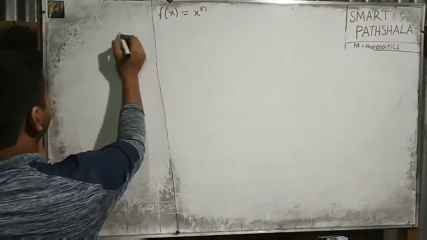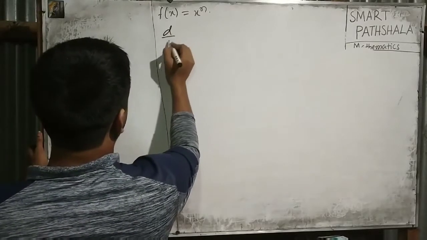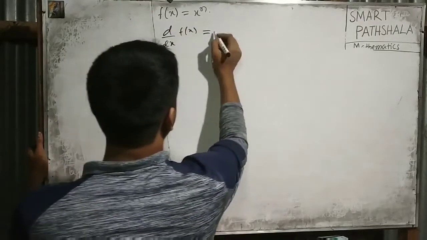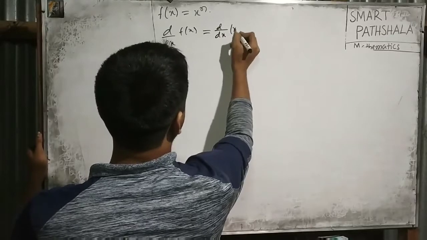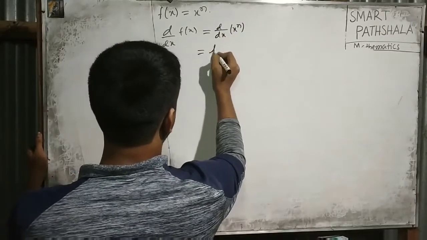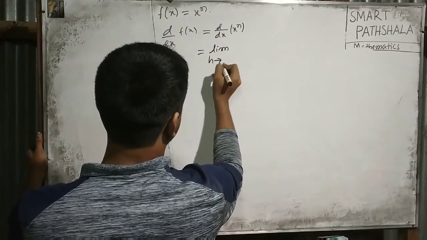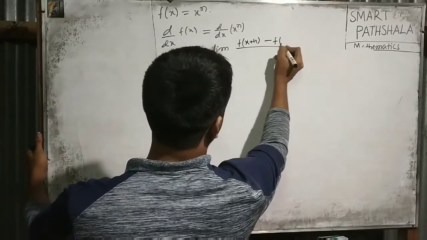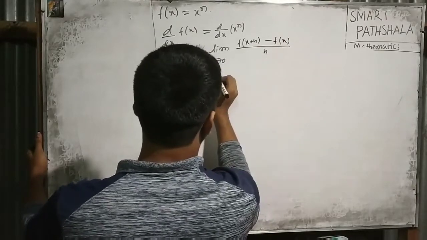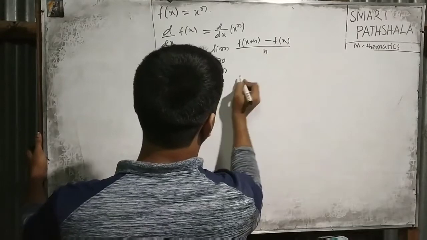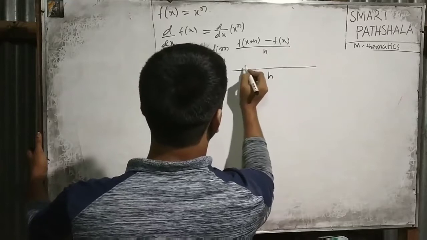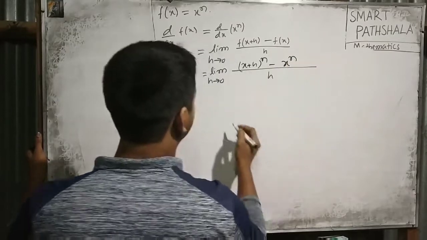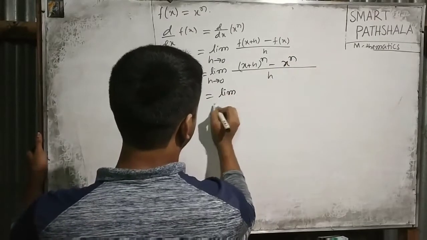So how do we write? In the previous video, we have learned about this. We write d/dx of f of x, which is d/dx of x to the power n. Now according to the definition, we will write limit h tends to 0 of f of x plus h minus f of x by h, which means limit h tends to 0 of x plus h whole to the power n minus x to the power n, all divided by h.